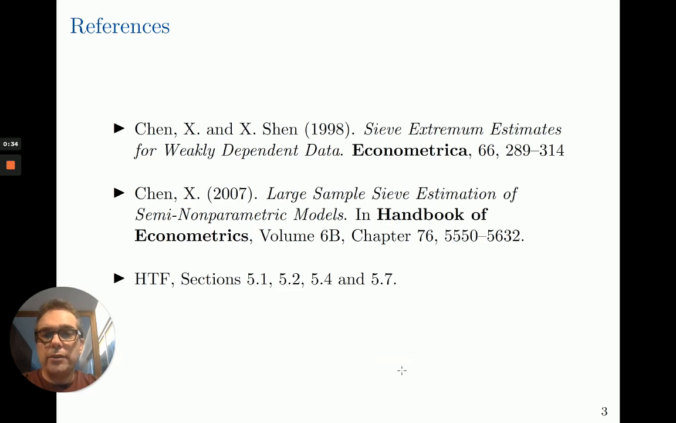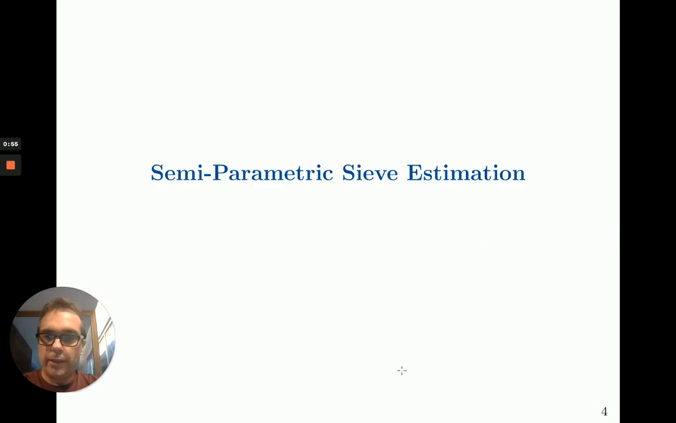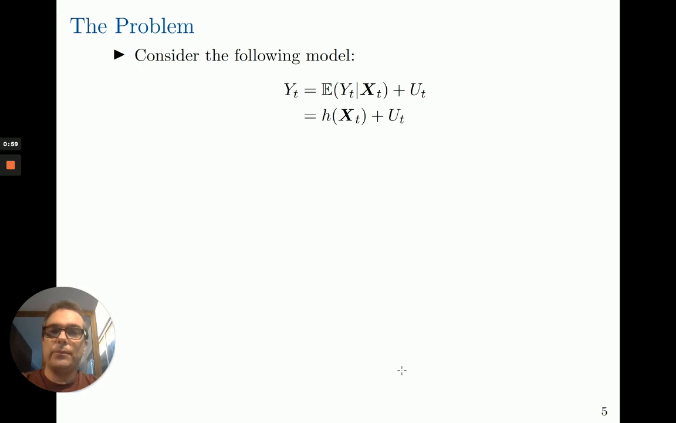As for references, there is one very good paper in Econometrica, but it's kind of dense in terms of math and theory. There's a very nice survey paper in the Handbook of Econometrics by Chen, and also in our textbook, Hastie, Tibshirani, and Friedman, in chapter 5, there is some discussion on the topic. Okay, so let's look into the semi-parametric sieve estimation.